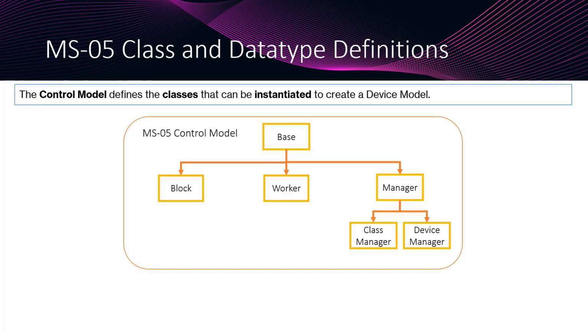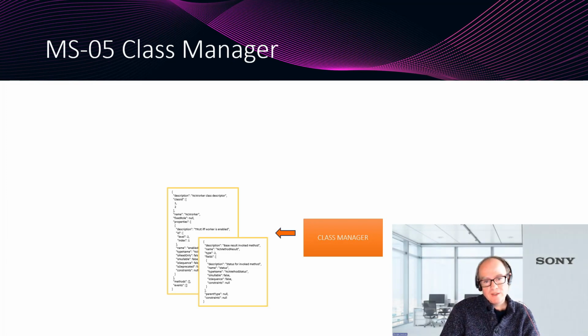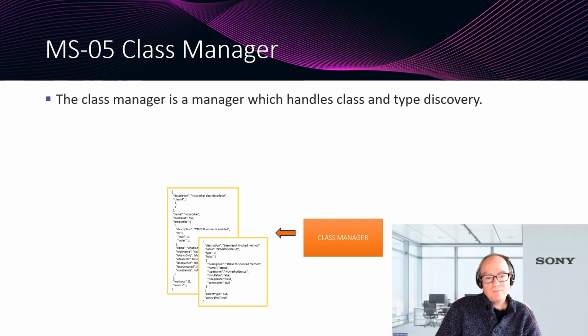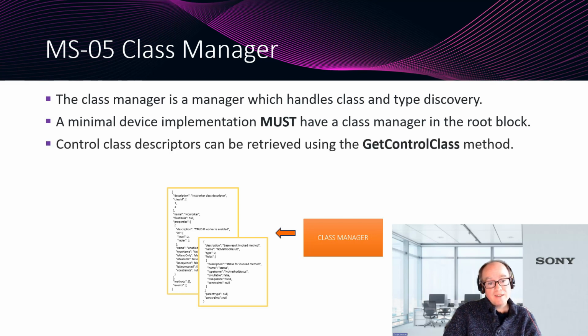Returning to the MS-05 control model and thinking about the classes in our example device model, the standard classes are shown in orange, and here in blue are the user-defined non-standard classes that have been added that derive from the worker base class. Expanding a little more on the manager objects in the device model, the class manager handles class and type discovery. Every device model must have one and only one class manager, and the class manager can be used to query for control classes and data types.